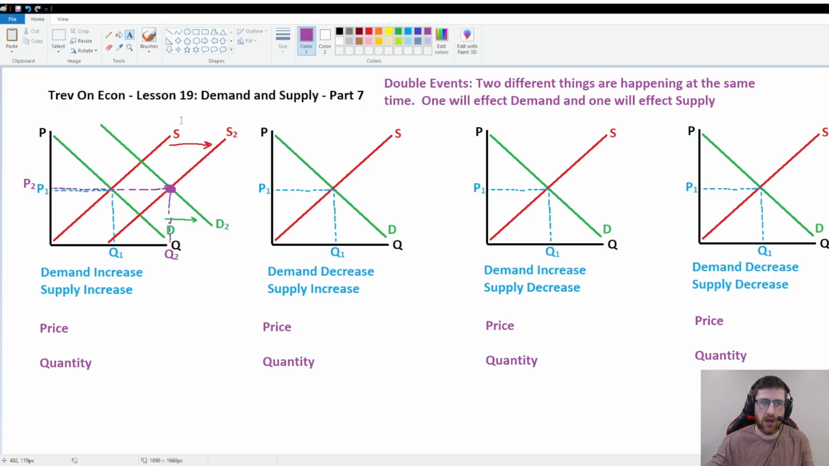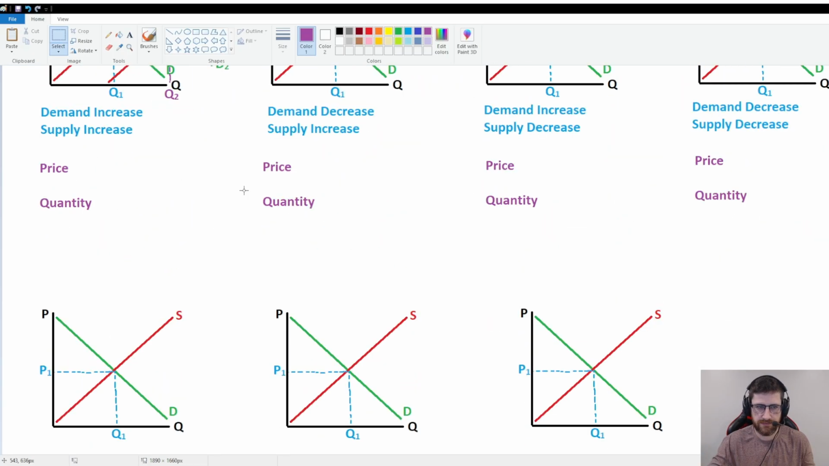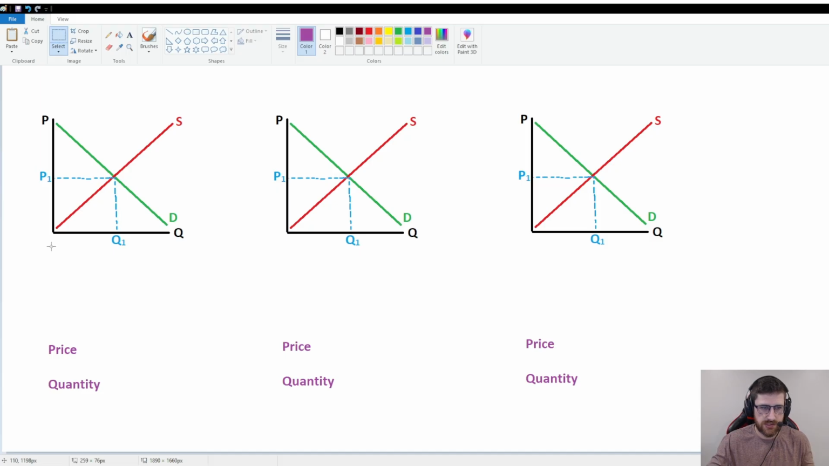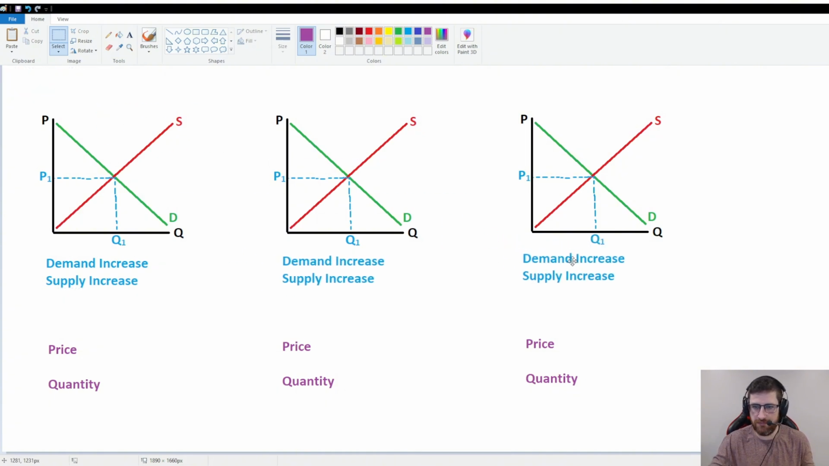So we're going to pause on this picture for a second, and we're going to scroll down to 3 more pictures down here. Okay, I'm going to steal this phrasing here. I'm going to take this phrasing, the demand increase, supply increase, and I'm going to do it 3 times to show you a particular problem that occurs.